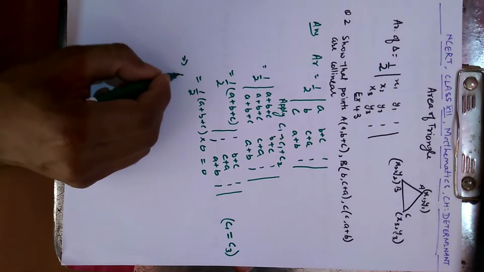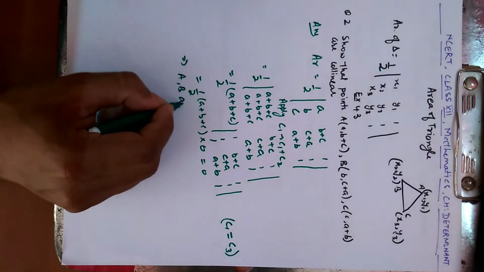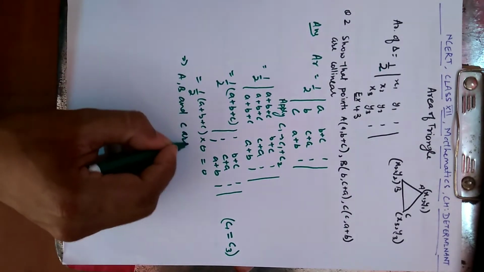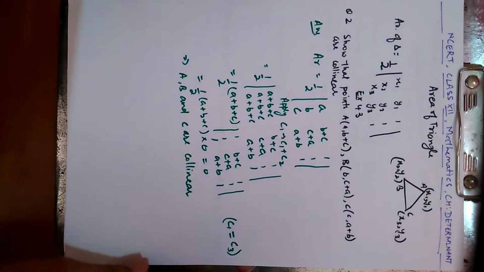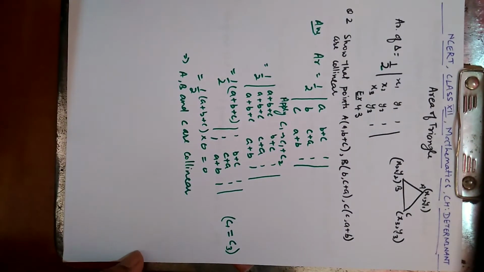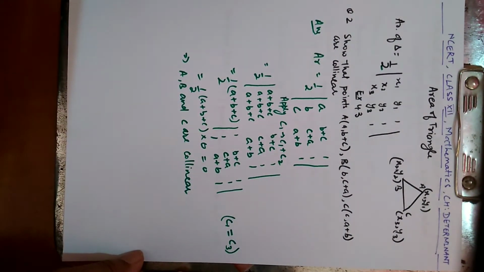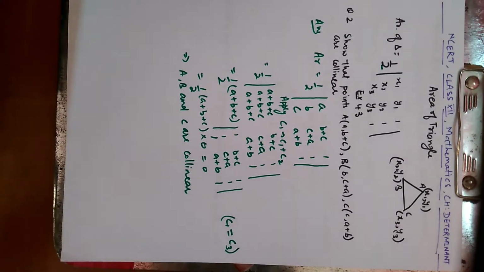So it implies that a, b, c are collinear. So applying the property is optional. If you want to apply a property, you apply. Otherwise you just open the determinant as you used to do in exercise 4.1.